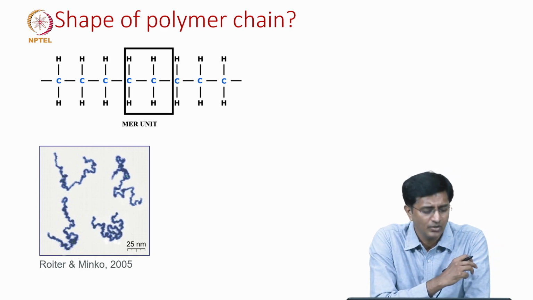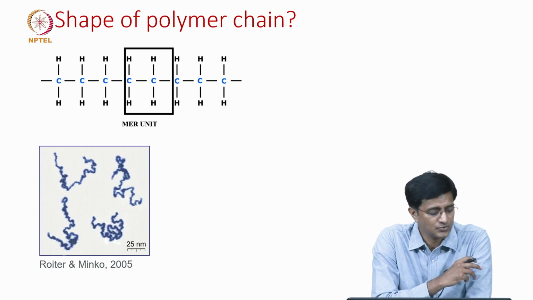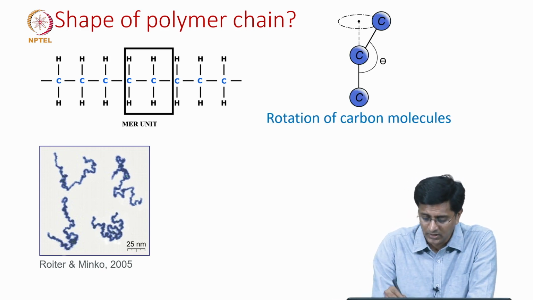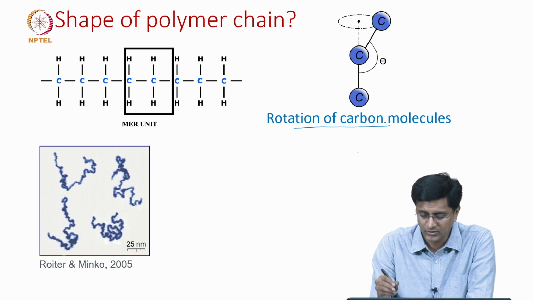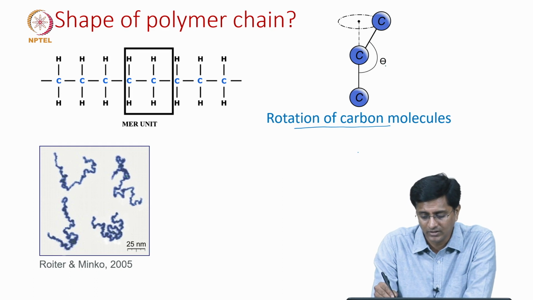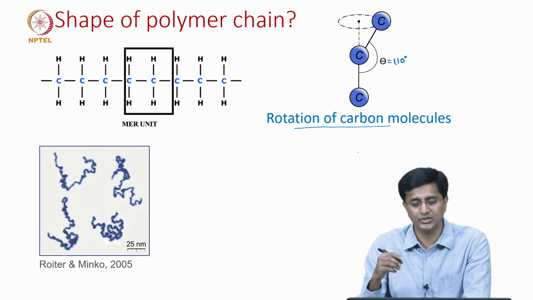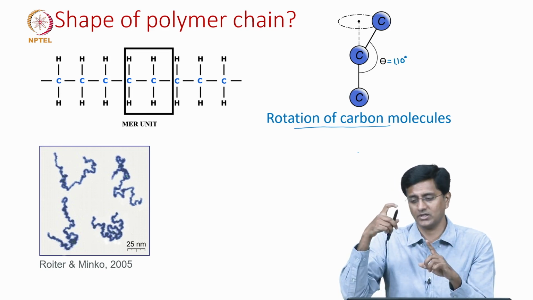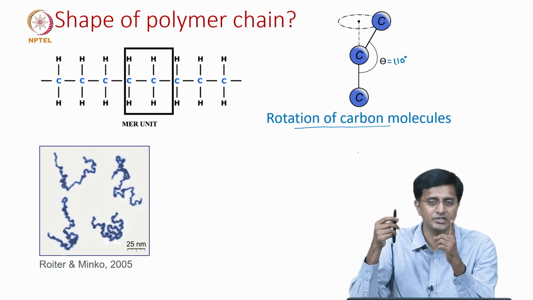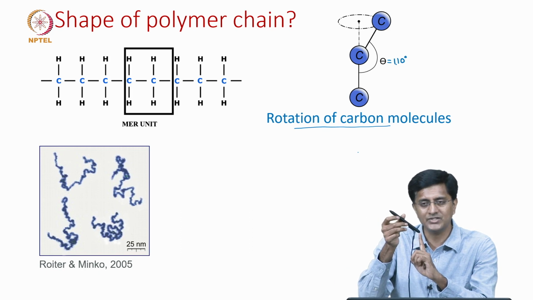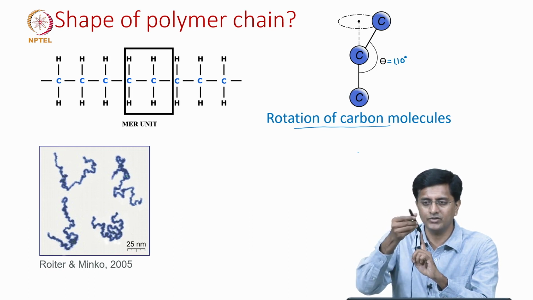Now, let us understand why it takes such a random shape. This is explained using the rotation of carbon bonds. If we see these two carbon bonds, there is an angle theta which is about 110 degrees. This angle is more or less fixed, but what is possible is the rotation. Let us say this is one carbon bond and this is another carbon bond. Though this angle is 110 degrees, it can be in any of these orientations.